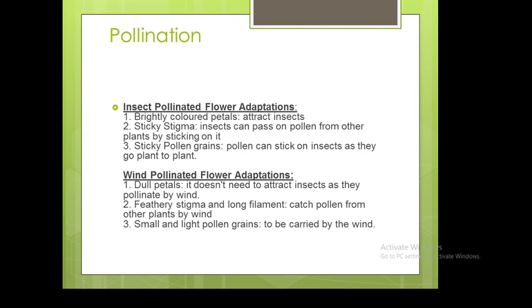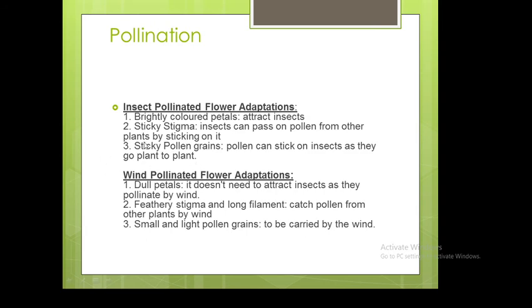So we have here the types of cross pollination: insect pollinated flower and wind pollinated flower. Let's talk now about the insect pollinated flower, the characteristics. Okay, the flower looks bright colored. The petals are bright and attract insects. The stigma is sticky to allow the pollen to be stuck, okay. Sticky pollen grains can also stick on the insects, so they go from plant to plant, okay.